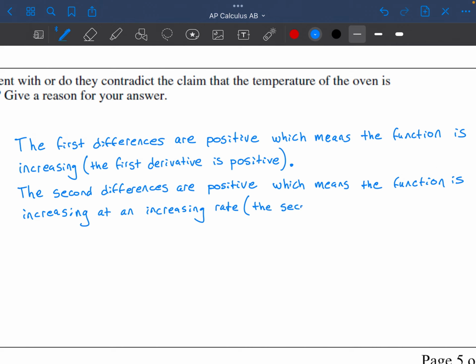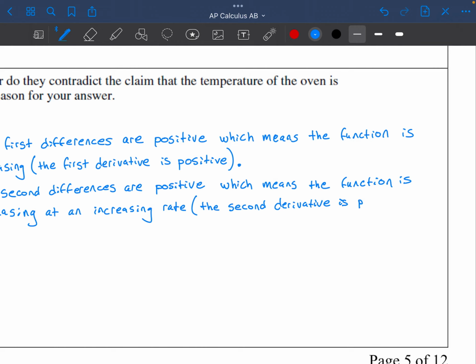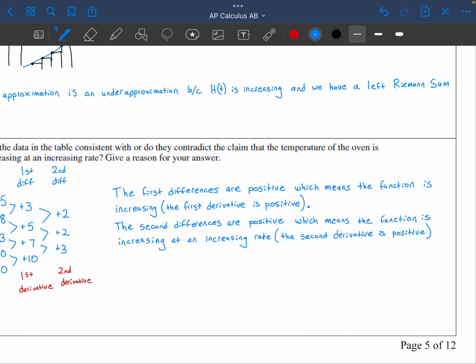The second derivative is positive. And I have to be careful with this because it kind of sounds like I'm arguing that all of the first derivative is positive and all of the second derivative is positive, but I don't know that because it's a table.